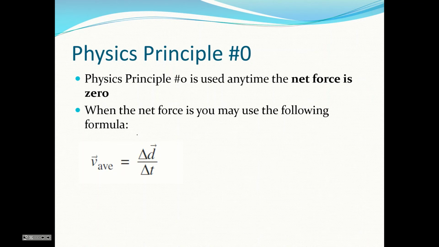v equals d over t. I usually write it like this: this is change, which means (d2 minus d1) over (t2 minus t1). But the reason I don't usually include those is because, well, what's your distance 1? 0. Something minus 0 is just d2, right? Your time is usually 0 to start, so you don't include that, right?